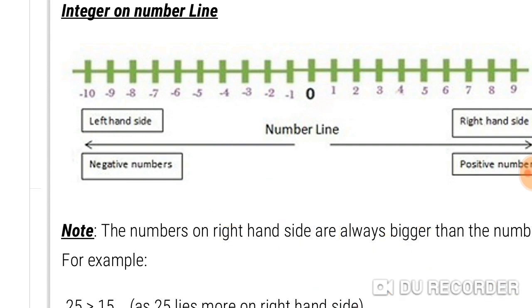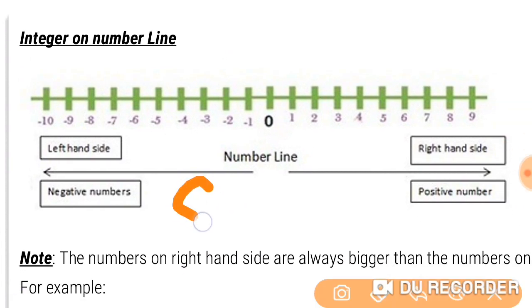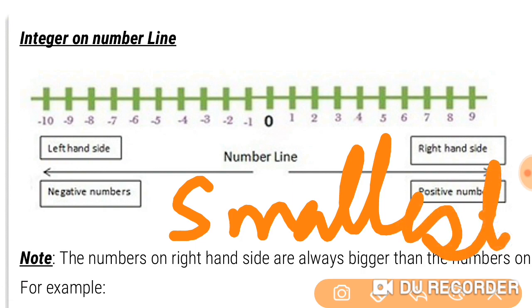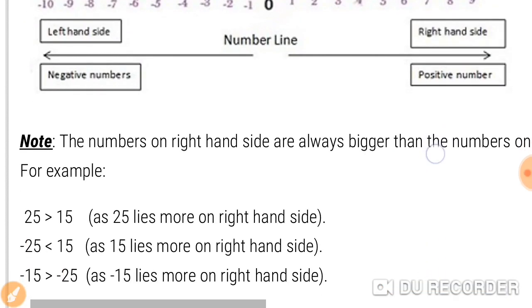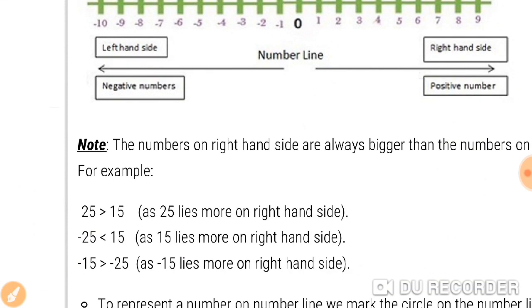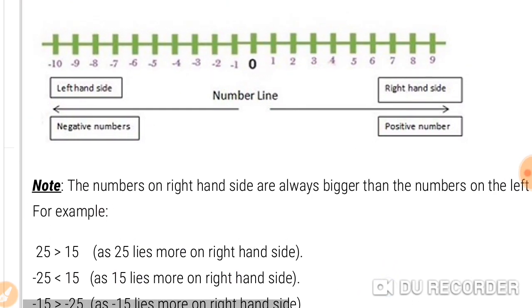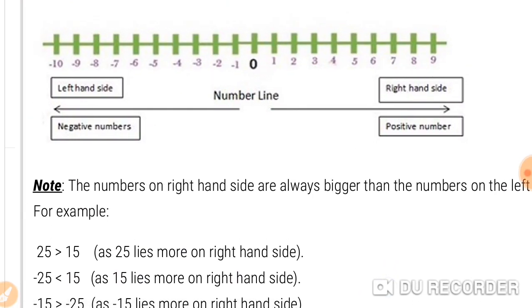Can anyone find, on this number line, which is the smallest negative number? Only according to this number line you can represent. So tell me the answer after the video, individually. Have you studied the number line clearly?